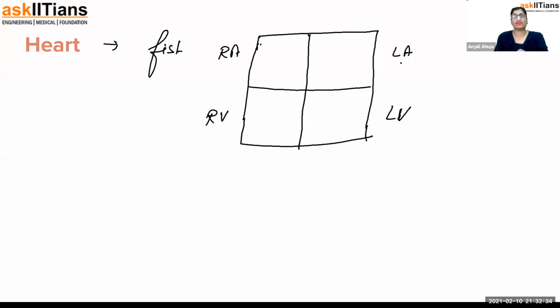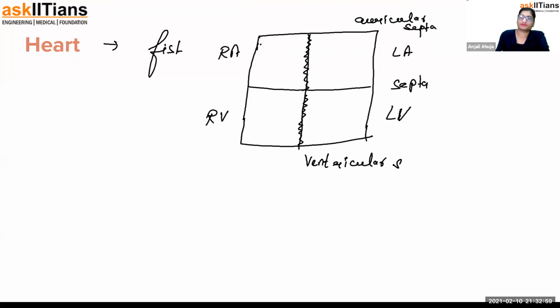Now, there is a word which is known as septa. Septa means something which is separating two things. So the one which is separating the two auricles, this one, is known as the auricular septum. This one which is in between the ventricles, we call the ventricular septum. And the one which is in between the auricle and the ventricle all throughout is known as the auriculoventricular septum. I hope you understand it.